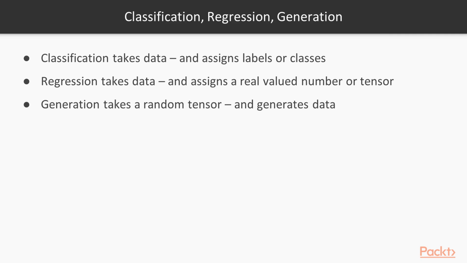Now generation is a different thing. It actually takes random inputs, so not really data. It takes a random set of inputs and it generates data. So you can think of generative networks as essentially neural networks in reverse. But instead of labeling data, what we're looking to do is build data.